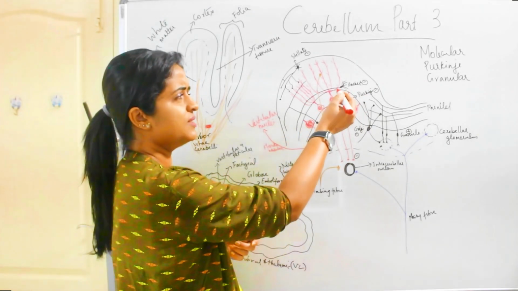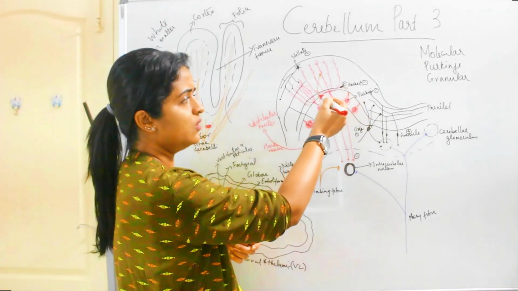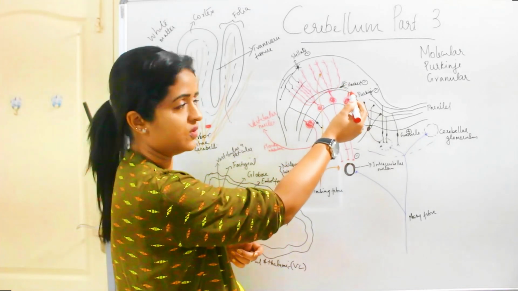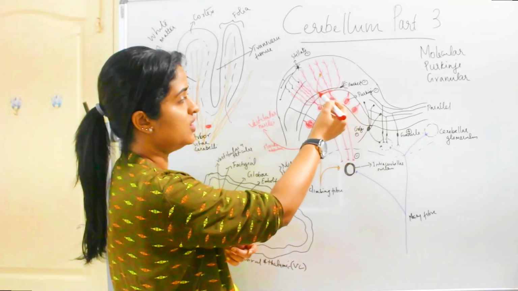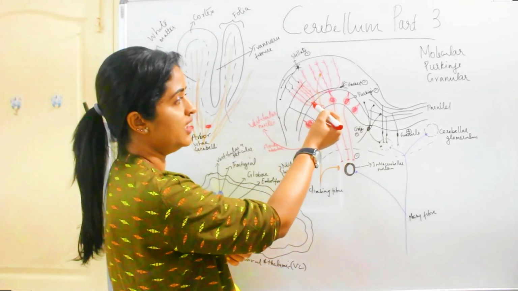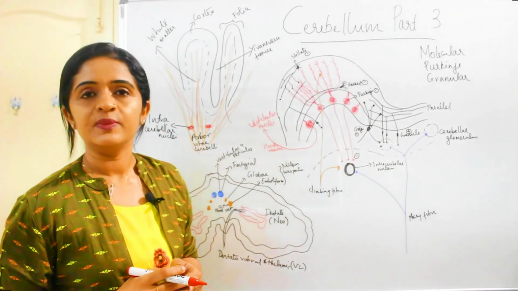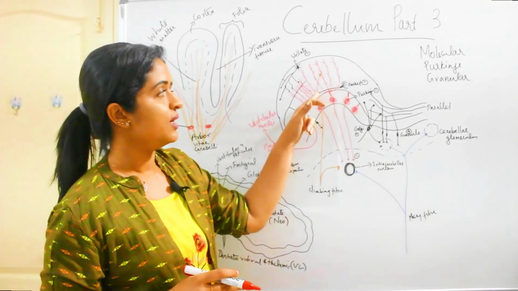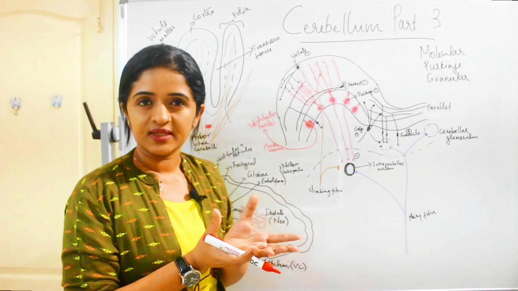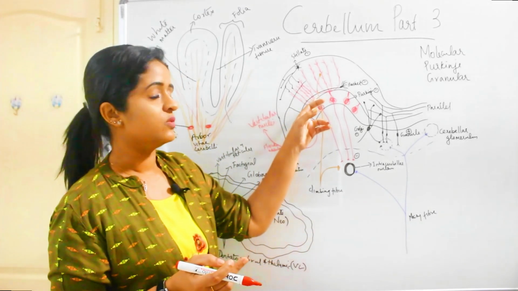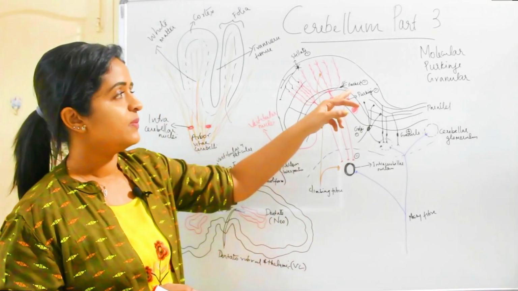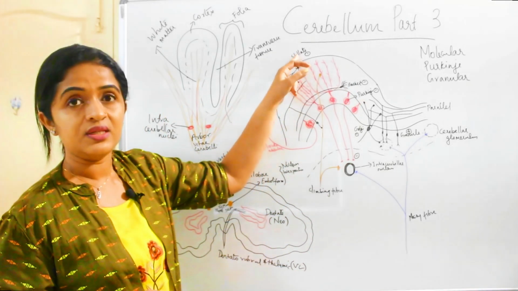The basket cells lie horizontally. You can see the cell body of the basket cell with short dendritic processes, and the axon is running parallel to the folia but perpendicular to the dendritic processes of the Purkinje cell. This axon will give collaterals in the form of a basket-like network, which will anastomose with the dendritic process of the Purkinje cell. Another type of cell which you get here is known as the stellate cell.